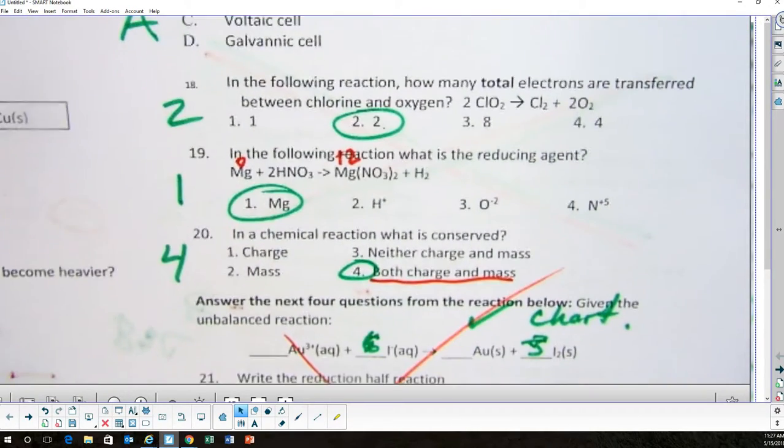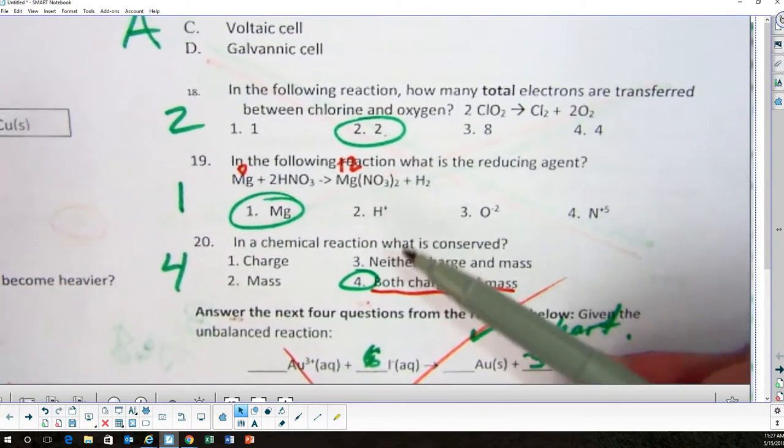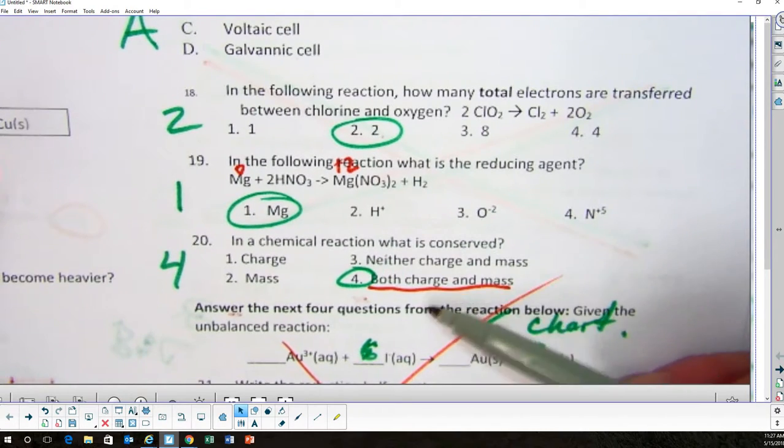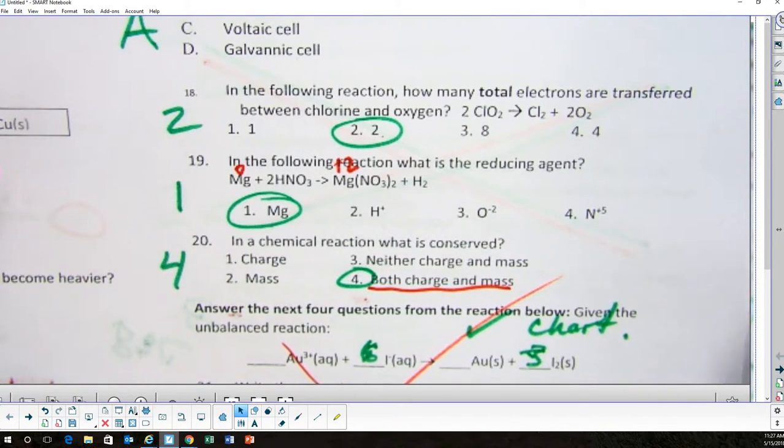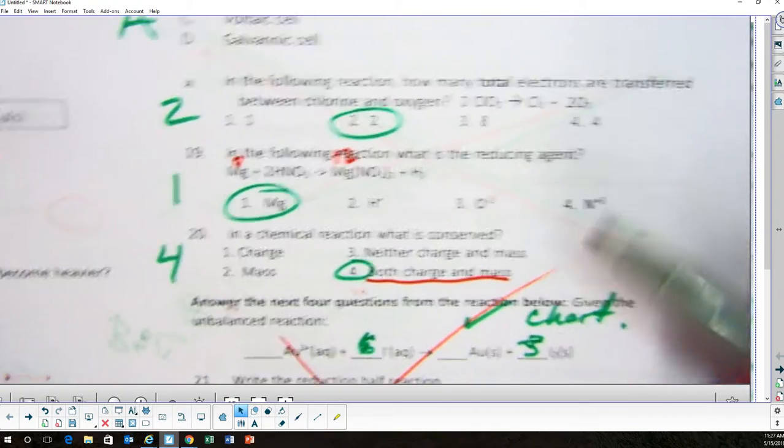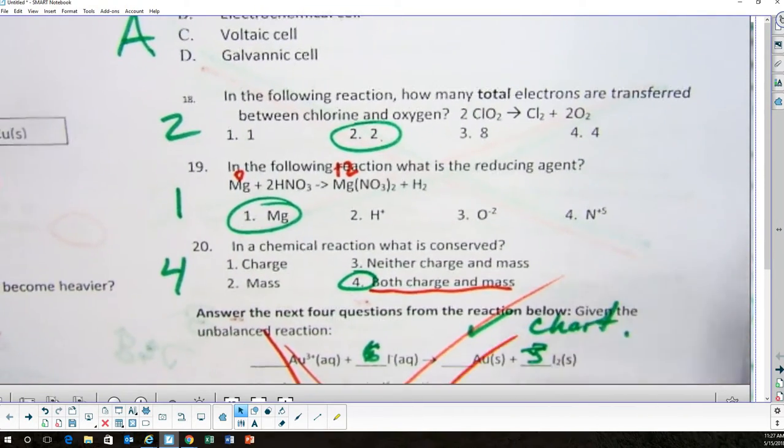The next one is a chemical reaction. What is conserved? Both charge and mass. So I've got to have the same amount of charge and mass. Don't worry about 21 through 24. Just cancel those out.